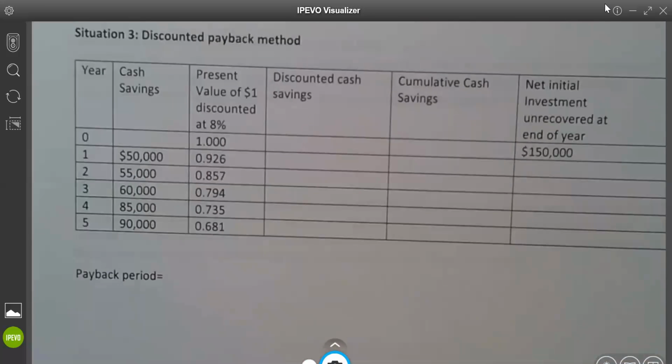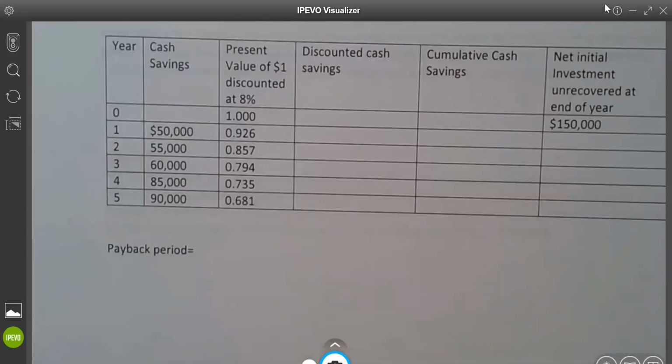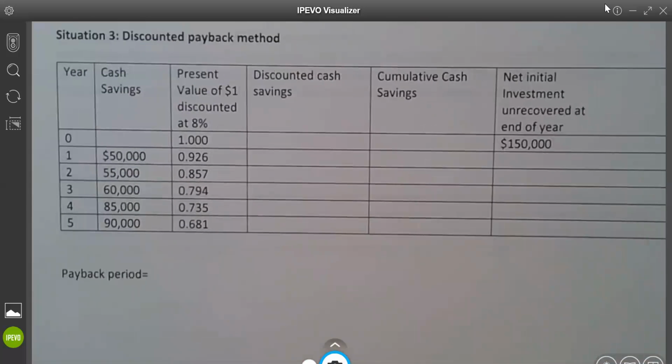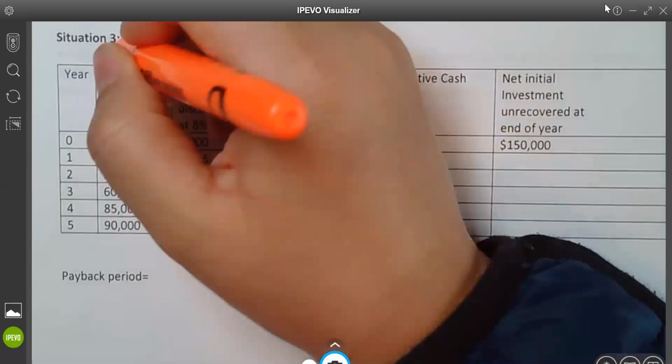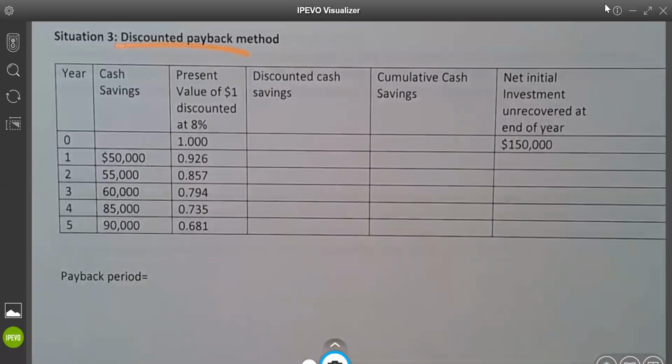So last time we did the easy one, and now we did the middle one. I think you are ready for the hard one. The hard one is the discounted payback method. You will say, what's that?